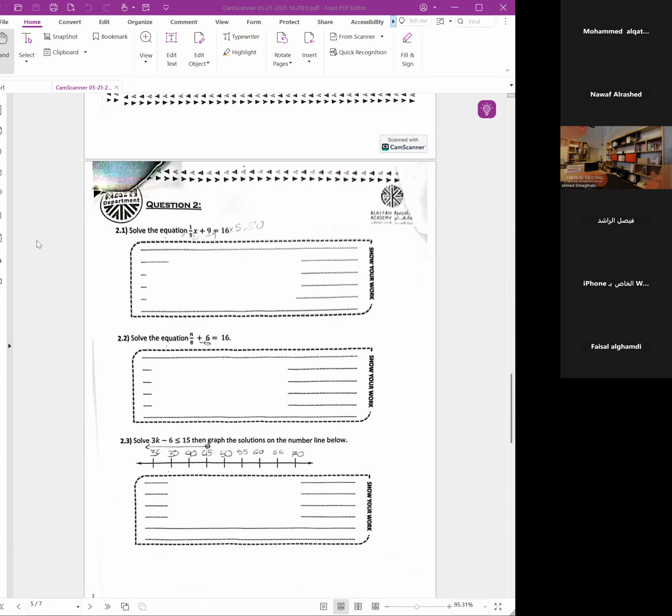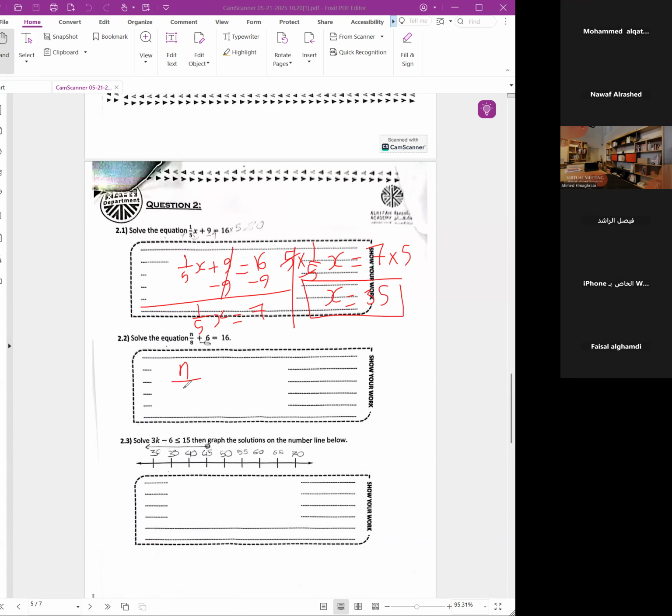Okay, let us do the first question here. 1 over 5 x plus 9 equals 16. What we should do, we subtract 9 from both sides. So it's going to be 1 over 5 x equals 16 minus 9, equals what? Equals 7. Now the next step: 1 over 5 x equals 7, so we multiply by 5 on both sides. It's going to be x equals 35. Okay, x equals 35. Excellent, Abdulillah.